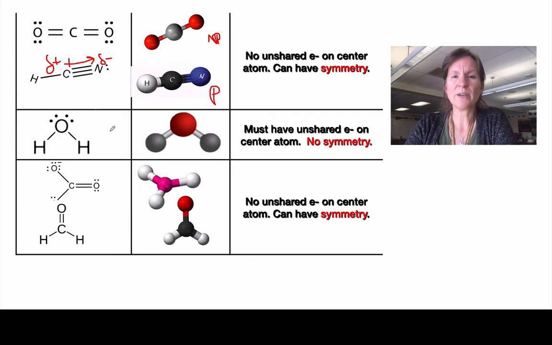For water, which is bent right here, because there are unshared pairs of electrons in the center, always polar. No questions asked, right? I have these dots on the center, automatically polar. Not dots on the outside, dots in the center. Next one, I notice I don't have any dots in the center, so I have to keep going.